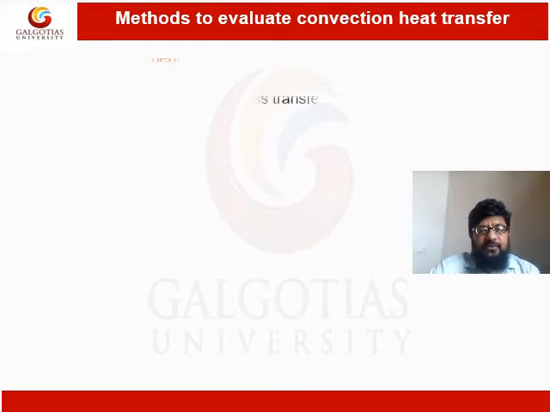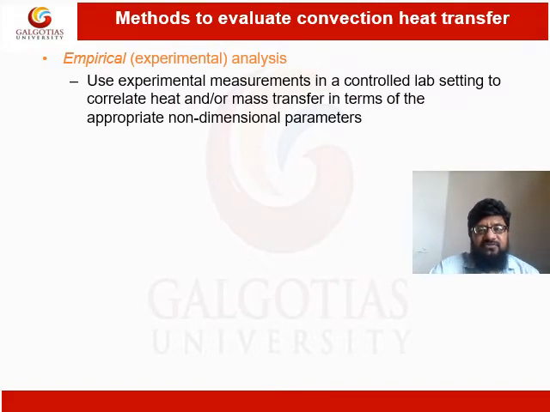Methods to evaluate the convective heat transfer. The first method is the empirical or experimental analysis, in which we use experimental measurement techniques in a controlled environment to correlate the heat and mass transfer in terms of some non-dimensional numbers, for example Reynolds number, Prandtl number, etc.